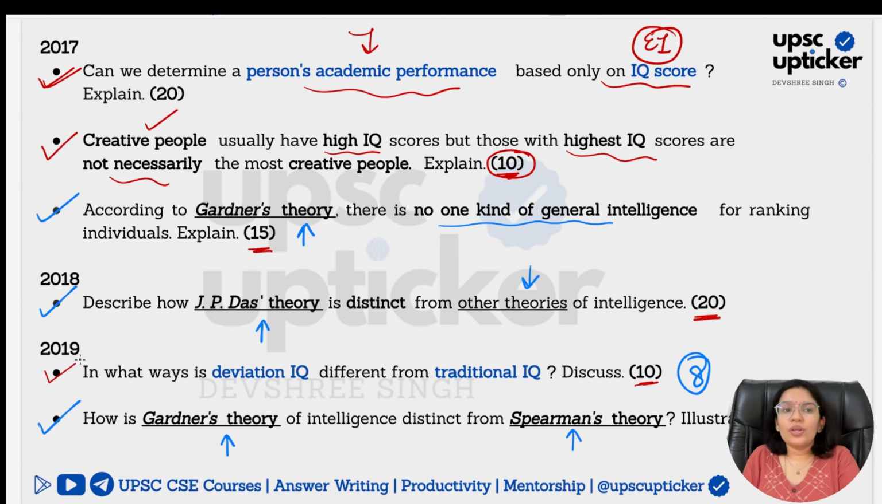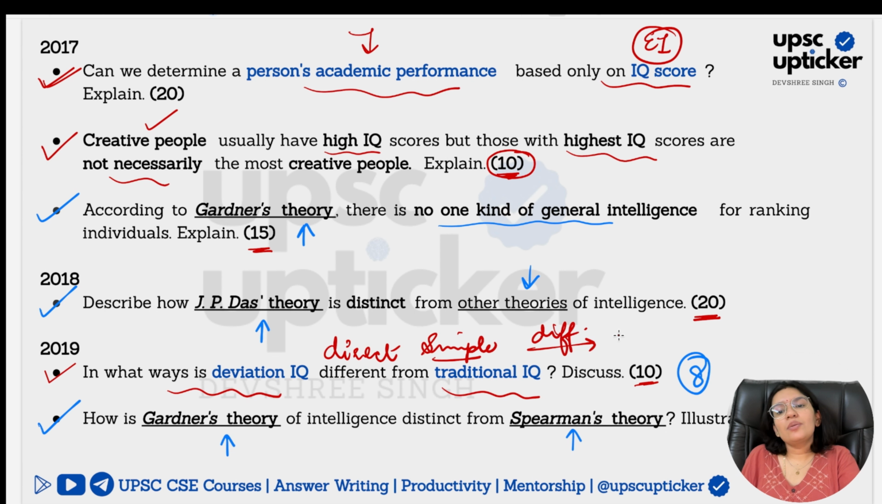Next question, which is a non-theory question, is: in what ways is deviation IQ different from traditional IQ? It's again a direct question. I'll also tell you it's a very simple question. The differentiation table which you are going to get, you just have to simply put it here in your answer and you are done. You have to add a good introduction and a good conclusion to your answer. That also we are practicing in the session. So anybody who's doing it well, it should not be difficult. The only thing you should know is whether you are really practicing it well.